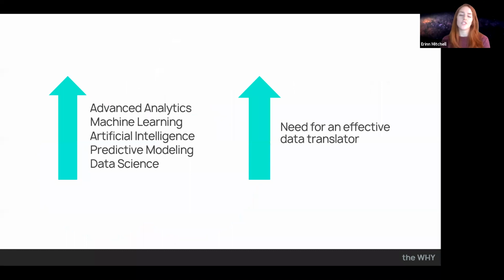So the why of a data translator. We talked about how there's plenty of data and data is only growing. But what's also growing is the ability to access advanced analytics, machine learning, artificial intelligence, predictive modeling, data science. It's becoming out of the box in tools and technologies. It's becoming more readily available. And as those things increase, the need for an effective data translator also increases. So these tools, technologies, and methods lead to an increased need for your business.